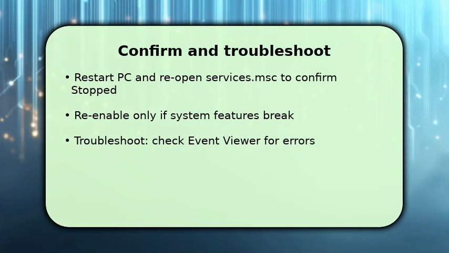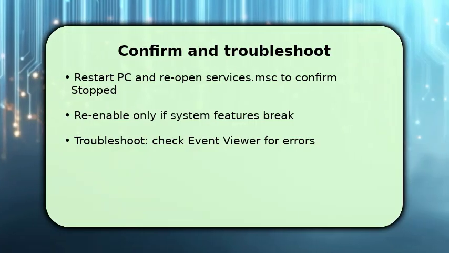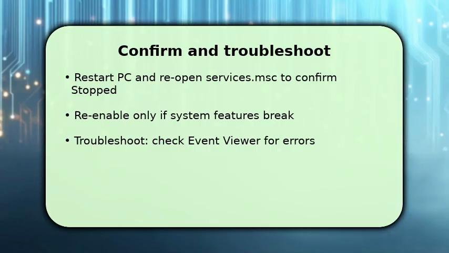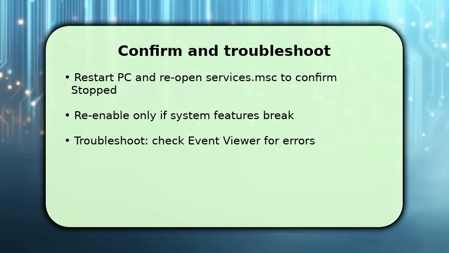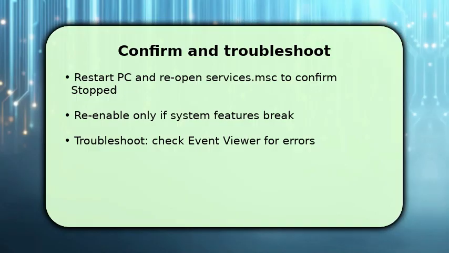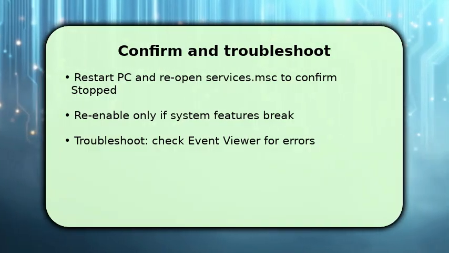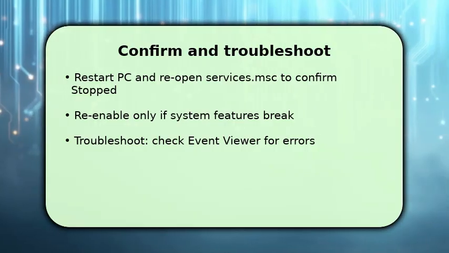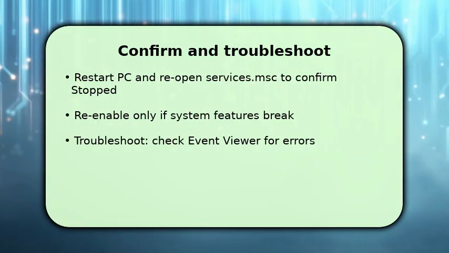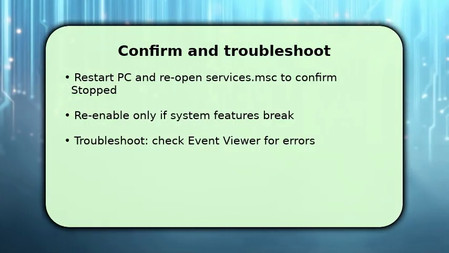After making your changes, restart the PC to confirm the service stays disabled. Open services.msc and verify the Help and Support entry shows stopped and disabled. If a dependent feature breaks or you need help later, return to Properties and set Startup Type back to manual or automatic. Only re-enable if necessary.